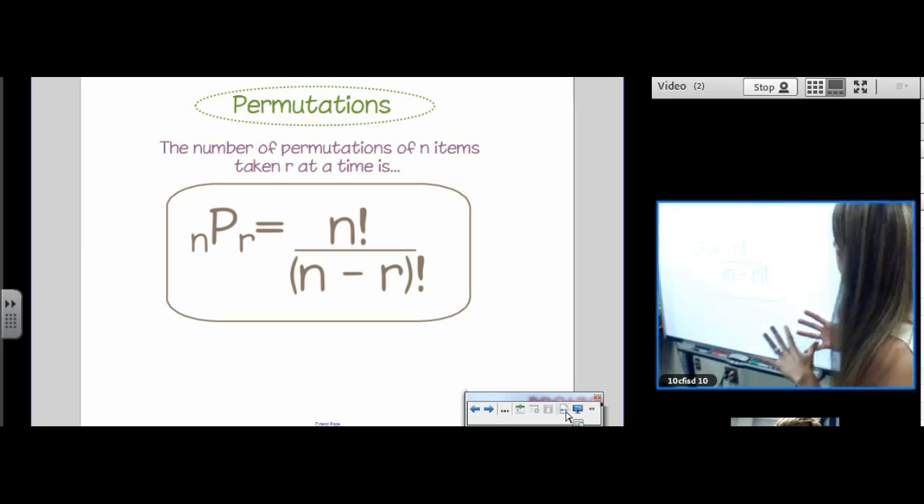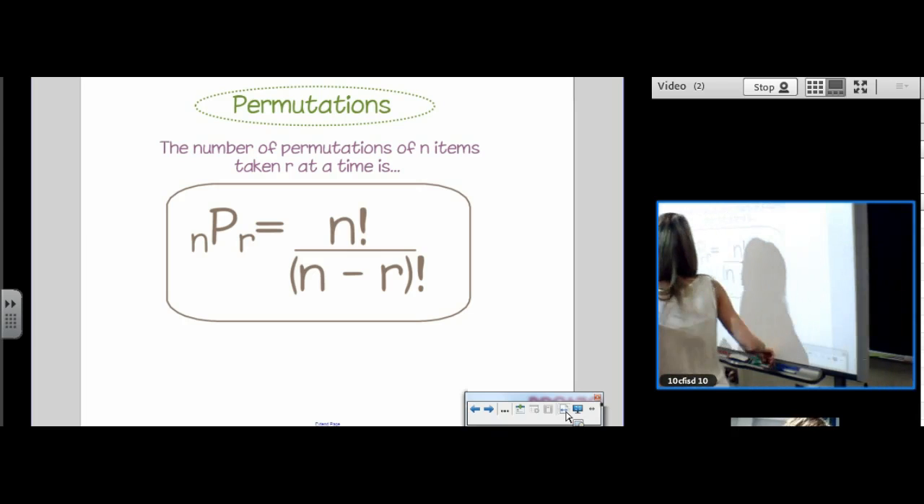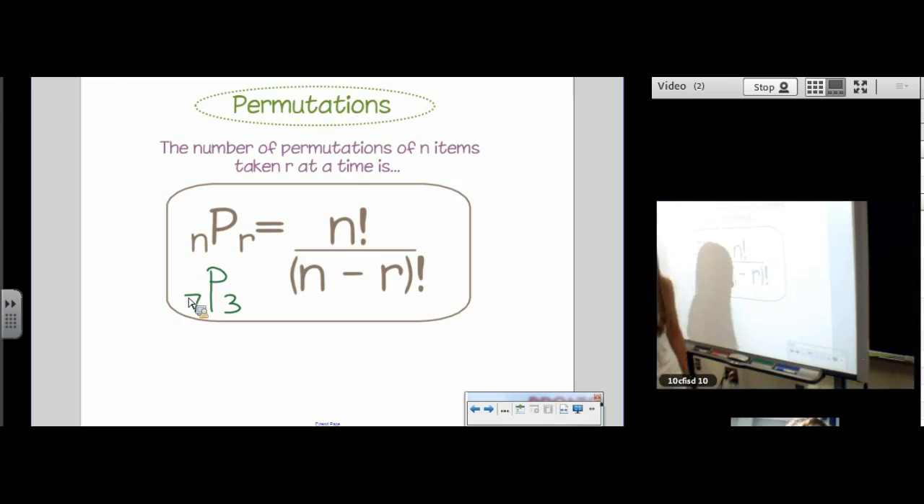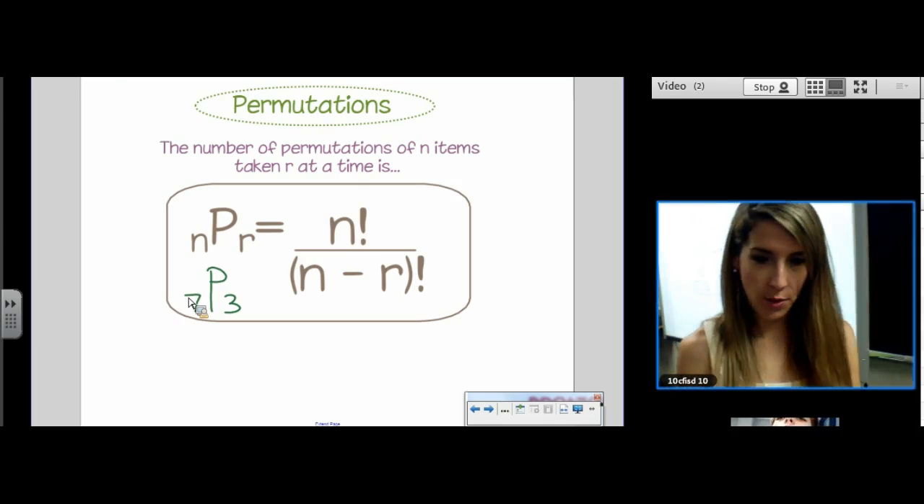So how does this work in the problem that we just did? Well, we had 7 people. It was a permutation because order mattered. And 3 of them got medals. So it was like 7, permutation, 3.